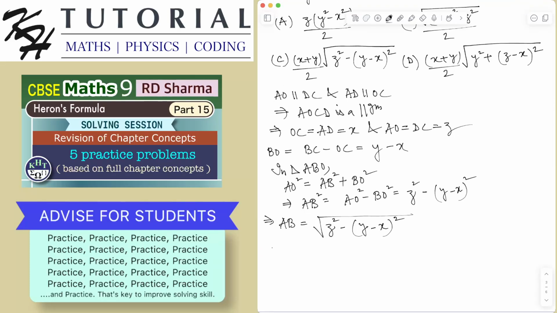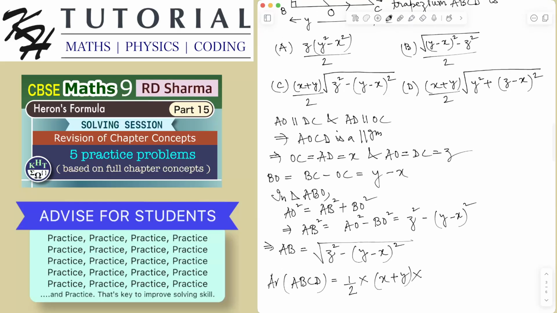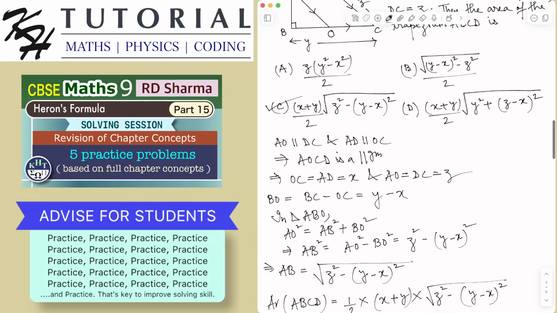So clearly the area of the trapezium ABCD will be equal to half the sum of the parallel sides, which is (X plus Y), multiplied by the length of the altitude, which is the square root of Z square minus (Y minus X) whole square. So this should be the area. The correct choice is C. Let's see the next problem.